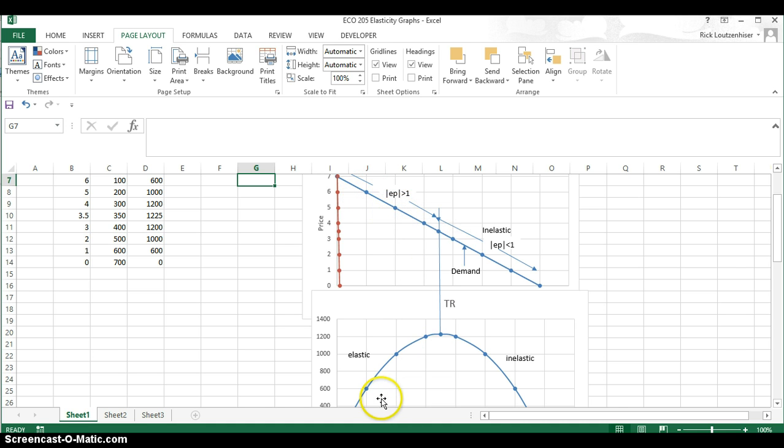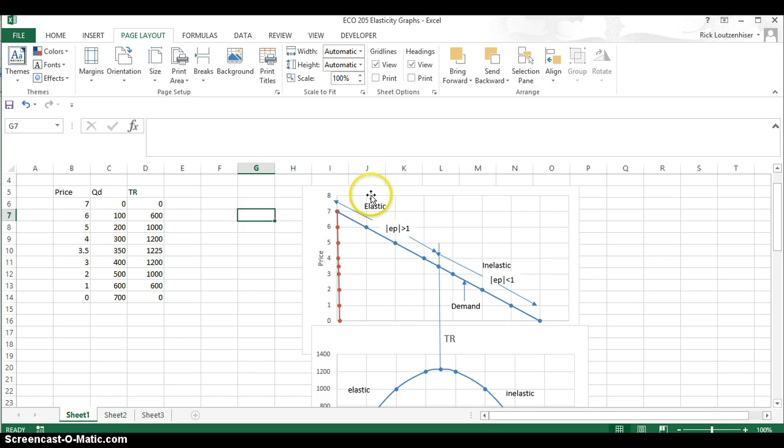So let's say, for example, we were here and dropped our price to here. What happens? Our total revenue increases from here to here. And so when that total revenue increases, it means that we are in the elastic region. I dropped price and total revenue went up. That means I'm in the elastic region of the demand curve.